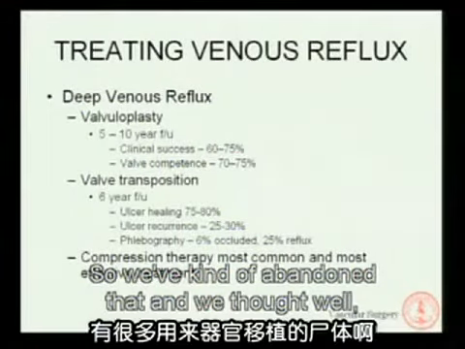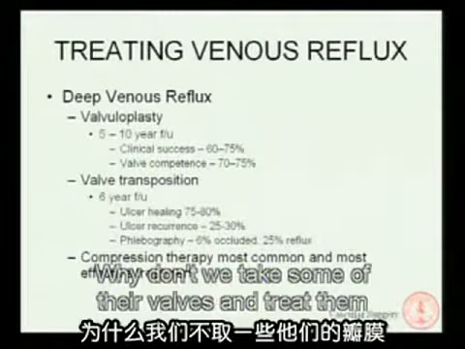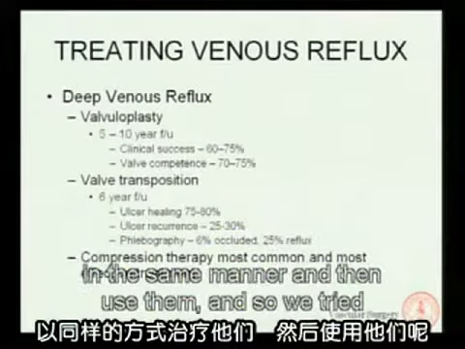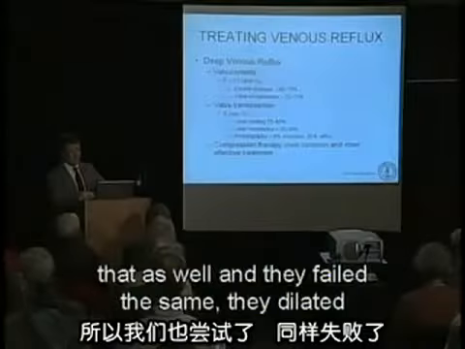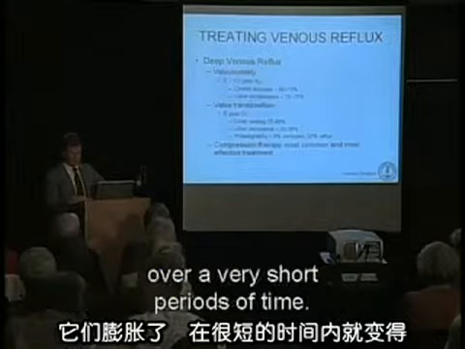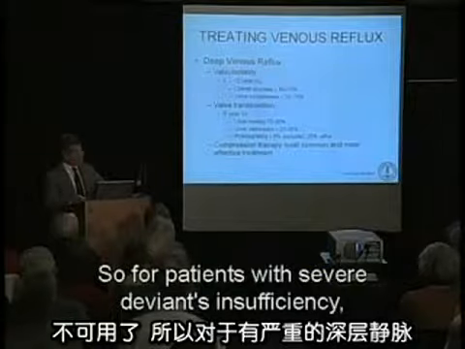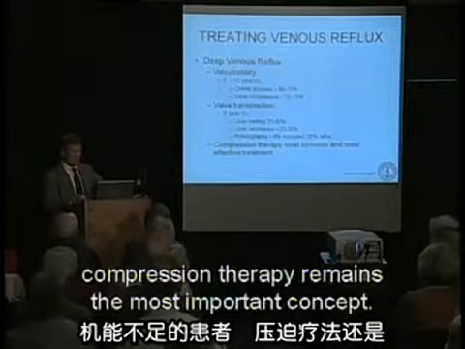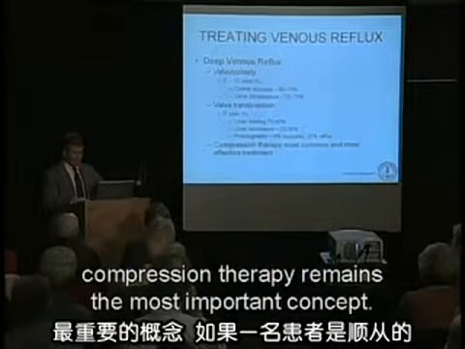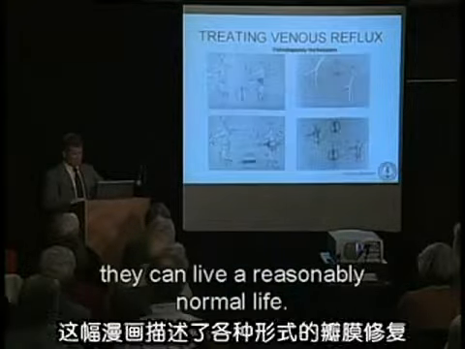Then we thought, well, there are a lot of cadavers being used for organ transplantation. Why don't we take some of their valves and treat them in the same manner and then use them? And so we've tried that as well, and they failed the same. They've dilated and become incompetent over very short periods of time. So for patients with severe deep venous insufficiency, compression therapy remains the most important concept. And if the patient is compliant, they can live a reasonably normal life.